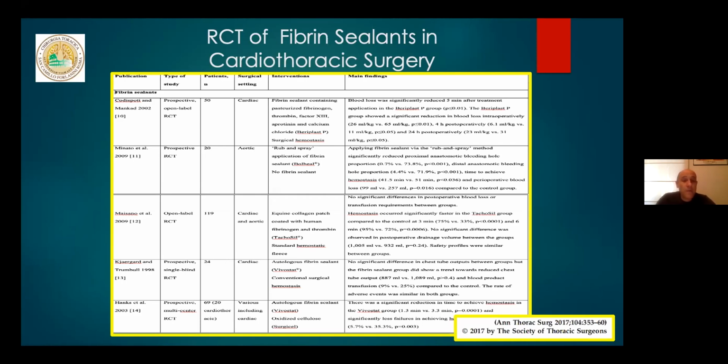Maisano compared TachoSil, a collagen patch coated with fibrin sealant, with a standard hemostatic fleece material with no additional active coagulation-stimulating substances, and showed significantly faster hemostasis with TachoSil. Post-hoc analysis revealed significantly more patients in the TachoSil group achieved hemostasis when the bleeding site included a vessel or heart tissue at 3 minutes.